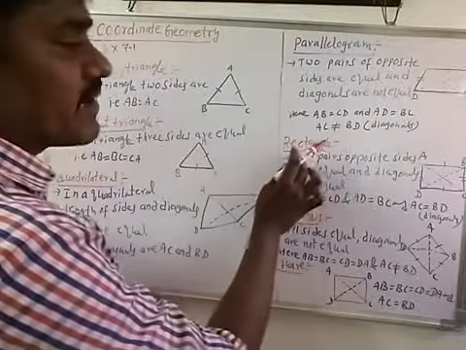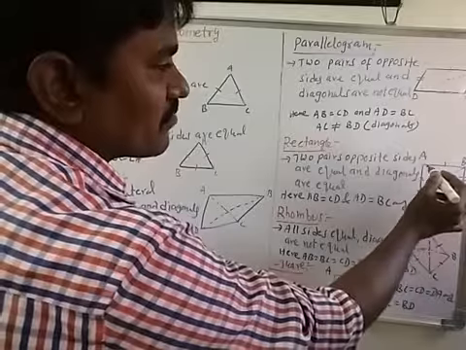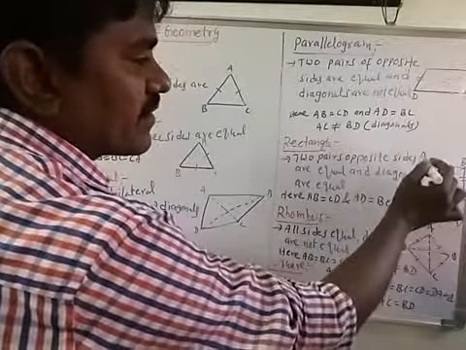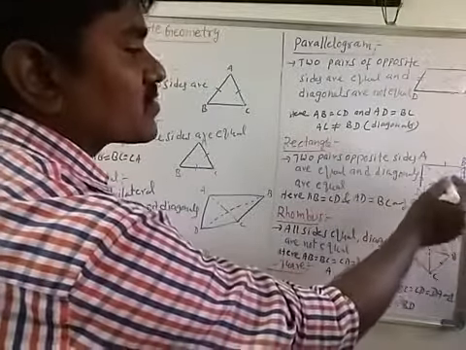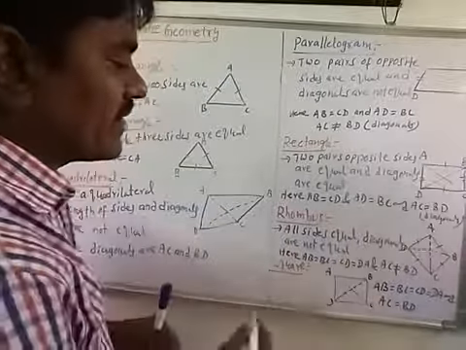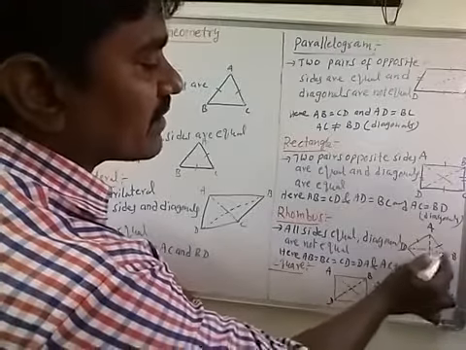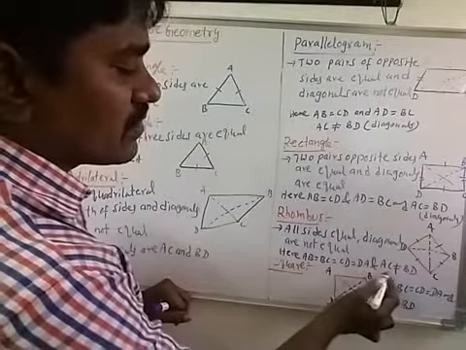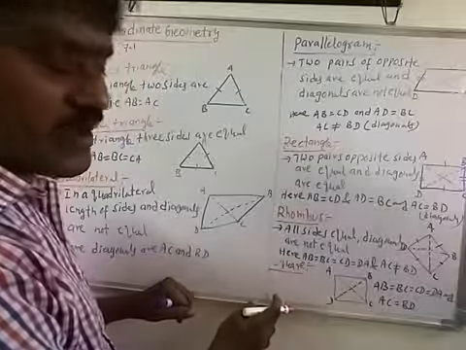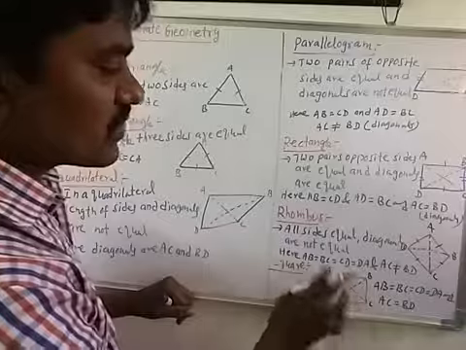And in a rectangle, opposite sides are equal, that means AB is equal to CD and AD is equal to BC, and also diagonals are equal, that is AC is equal to BD. In a rhombus, all sides are equal and diagonals are not equal. And in a square, all sides are equal and diagonals are also equal.